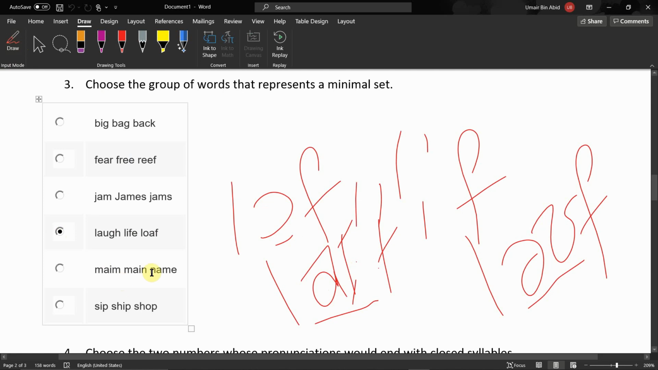In the other options, mime, mine, name, no, the name is totally changed. Sip, ship, shop. Once again, here we have an s consonant, here we have an sh consonant, and here we have an e vowel, and here we have an o vowel. So only this is the correct option.